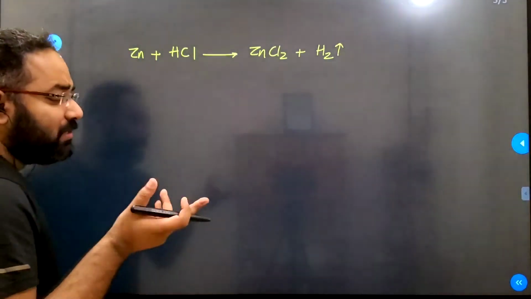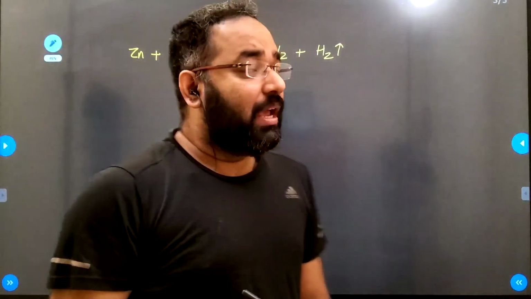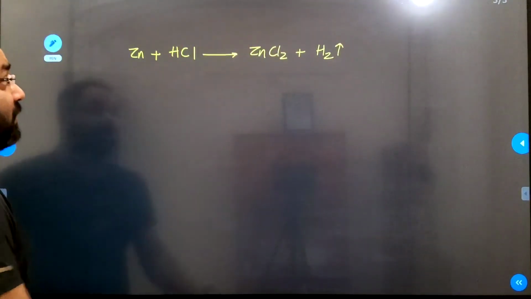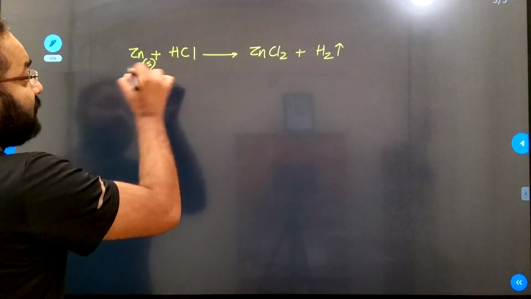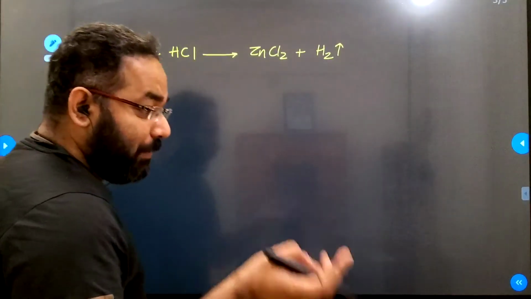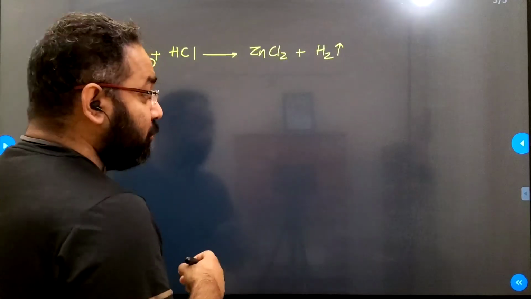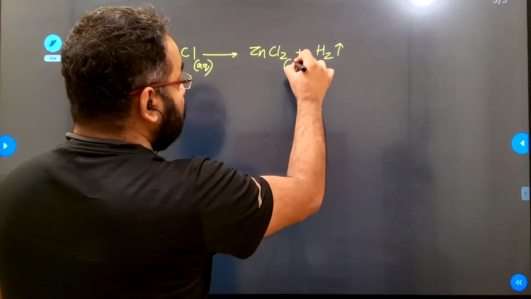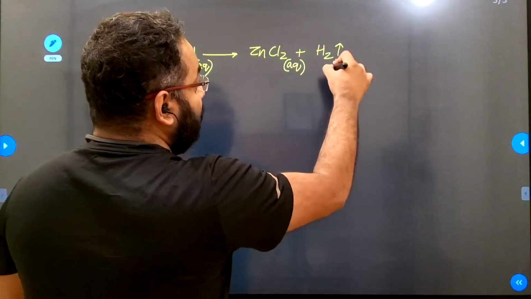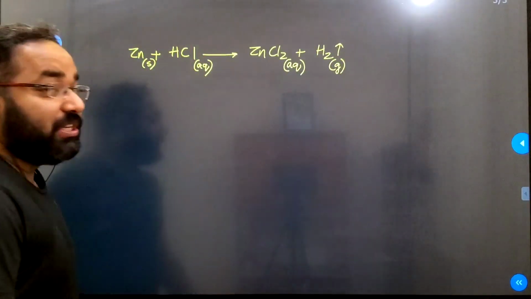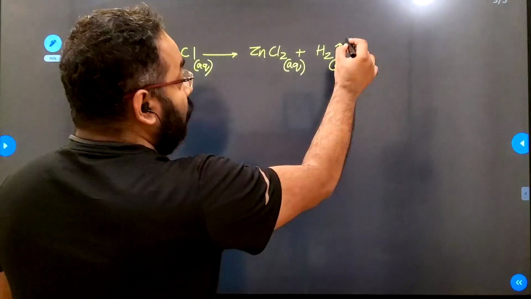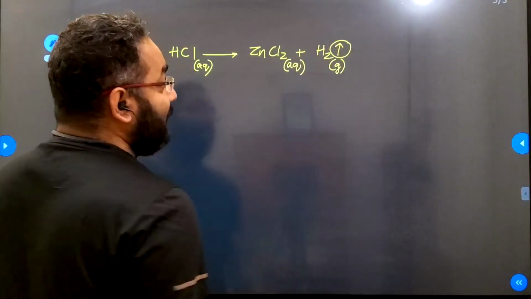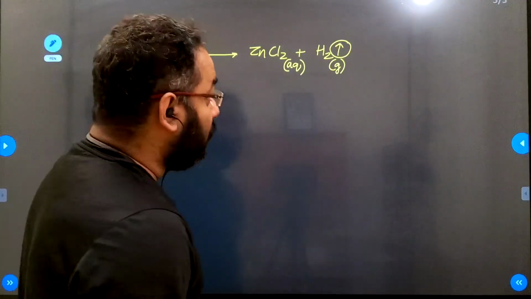Now, according to me, this reaction carries very little information. It does not tell you what the states of matter are. Zinc will always be in solid state. All acids and bases and most of the salt solutions will also be aqueous. Zinc chloride is a salt, so you're going to consider it to be aqueous. Hydrogen is a gas, you're going to put a G below that. Along with that, you also have to put an upward arrow to indicate that a gas is getting evolved.